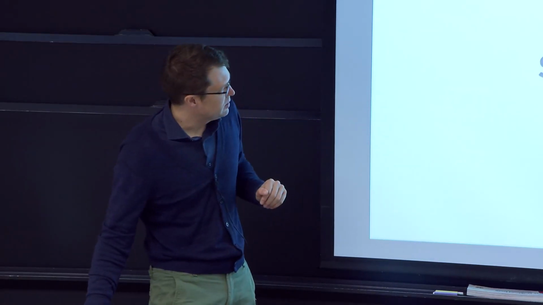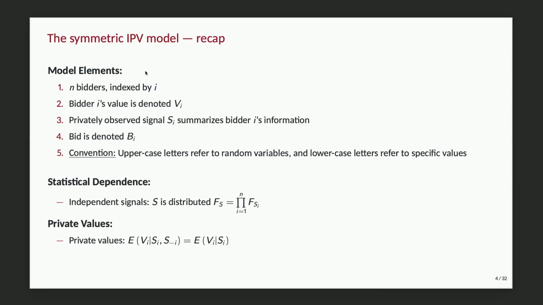Okay, so let me just very briefly recap single unit auctions. I know you have seen this probably multiple times at this stage, but I will refer back to it a few times. So we have n bidders indexed by i. Their valuations are denoted by V_i. They privately observe a signal that summarizes the information that they hold, and they're bidding a bid b_i. Typically, the convention is that we refer to random variables as uppercase letters and realizations as lowercase letters.